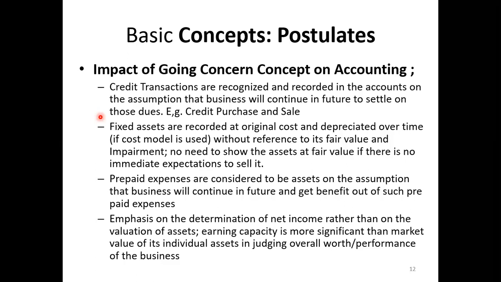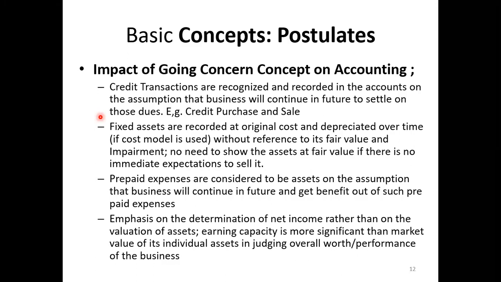Fixed assets are recorded at original cost and depreciated over time if the cost model is used, without reference to fair value and impairment. No need to show the assets at fair value if there is no immediate expectation to sell them. Normally when we record fixed assets in the accounts, we take the purchase price, the historical cost. Very rarely, very occasionally, we record at fair value, market price. So these are the impacts of the going concern concept.